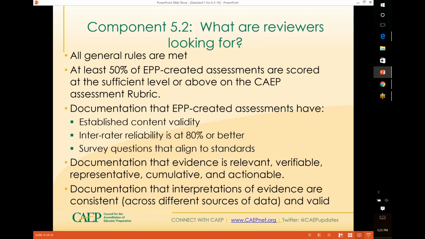They're going to look that your evidence is relevant, verifiable, and we've been through each one of these terms. And they're going to look for documentation that interpretations of evidence are consistent. Now, those interpretations and pieces can also be a part of what you have uploaded in the various standards under those components of various other standards, and so you can reference that in component 5.2.